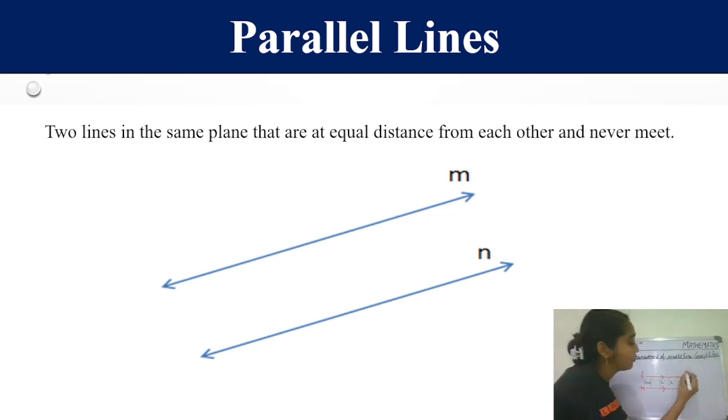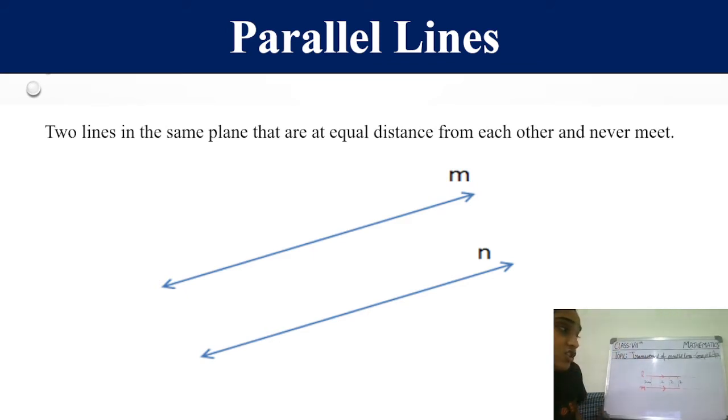Never are they going to meet, because we can extend, it will go on and on and on. There is no point at which these parallel lines can meet each other. So these lines are said to be parallel lines. I hope you are clear with the parallel line concept, students. Yes, very good.